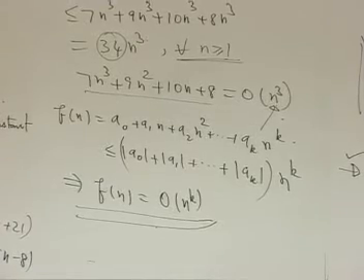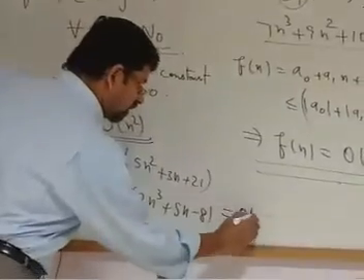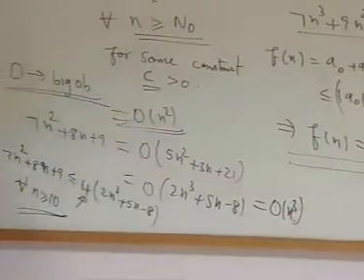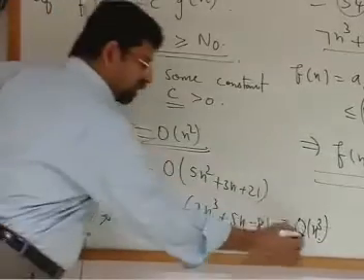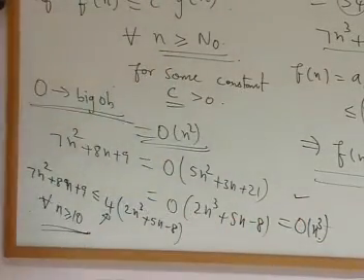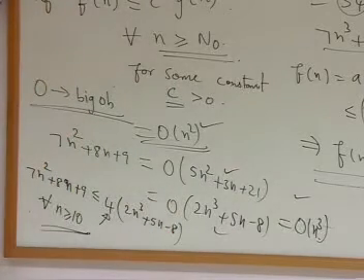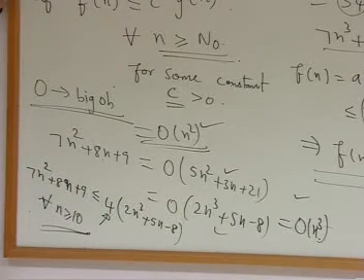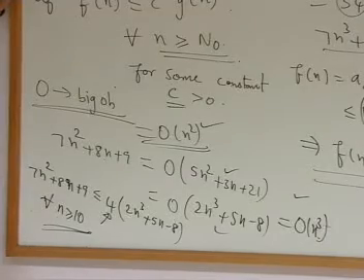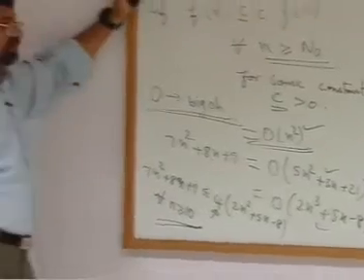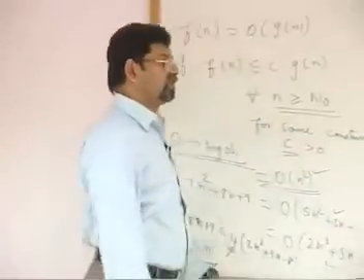Therefore, I can write like this: 2n cube plus 5n, I can write this as order n cube. Therefore, 7n square plus 8n plus 9 is order n cube. This is also valid. This is valid. All of them are valid. Okay? Mathematically, there is no complaint on any one of them. In general, because of this, everything is valid.